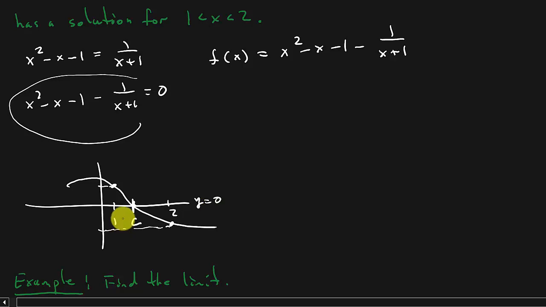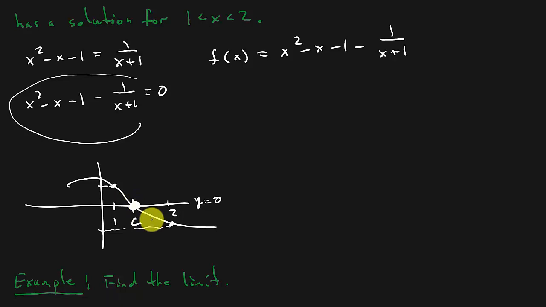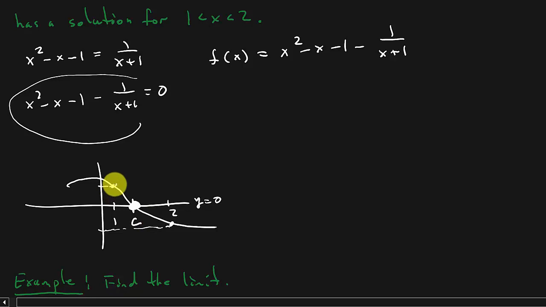Well, look at this. Wouldn't you say in order for this graph to cross the x-axis, one of these values would have to be a positive y value and one of them would have to be a negative y value, right? Because if one's positive and one's negative, then the only way I can get from here to here is I have to cross the x-axis. And so that's what we're going to do.